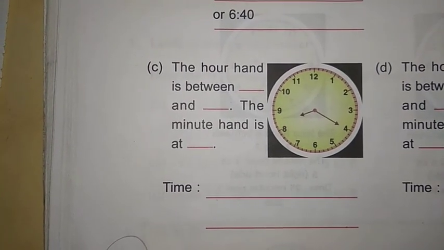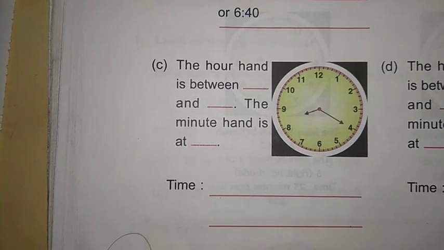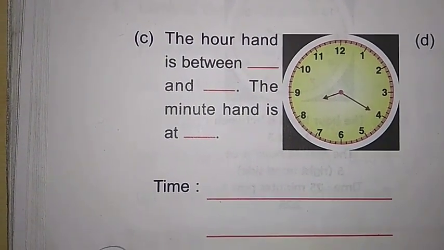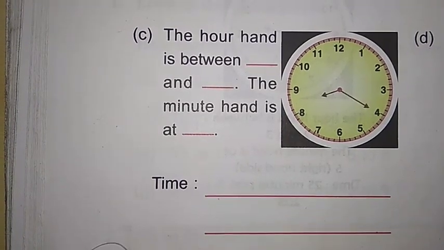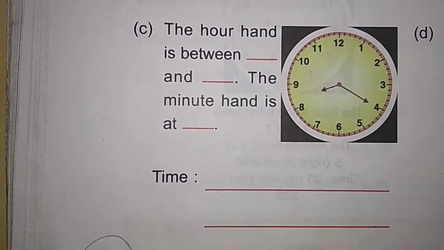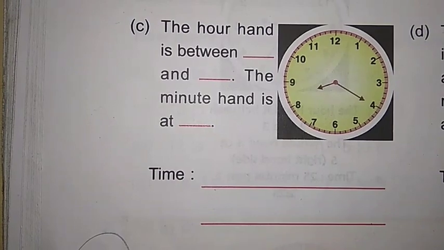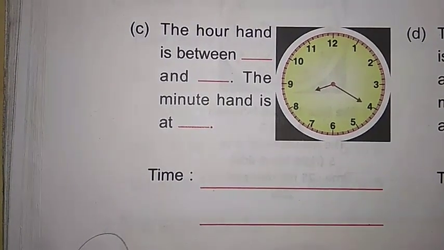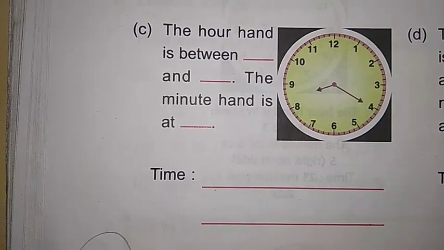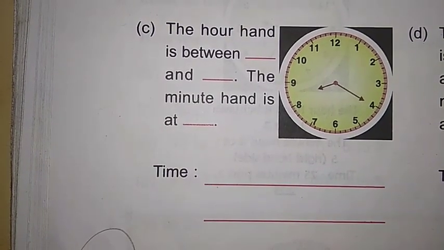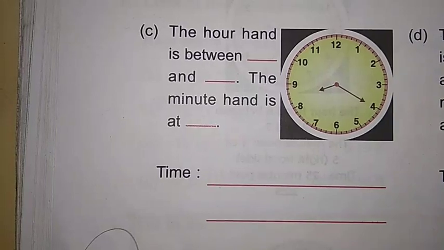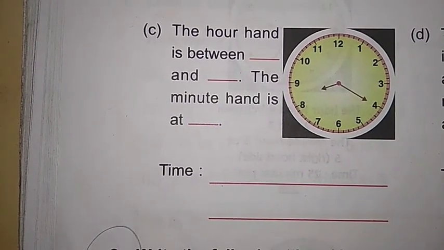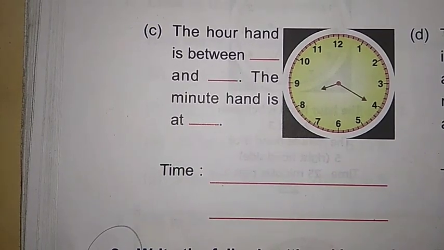Now C number. The hour hand is between, yes, say it, the hour hand is between 8 and 9. The minute hand is at 4. So what is the time, children? Minute hand is at which number? 4. So 4 5s are 20. The minute is 20 here, and the hour hand is between 8 and 9.